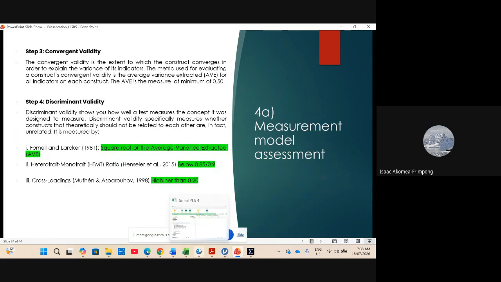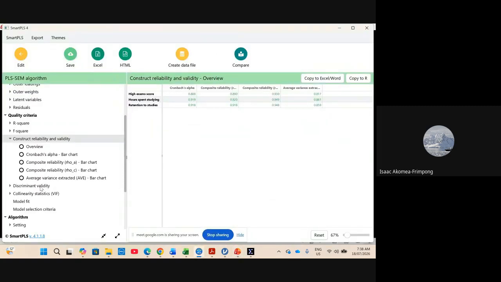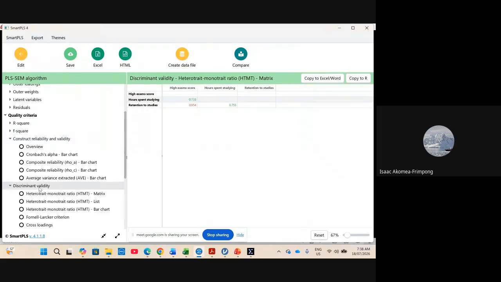So in SmartPLS, they are there. Where do you see that? Just click on the same place under the construct reliability and validity. Just click on the discriminant validity. It comes after. Then you click on it. It will show you the HTMT.